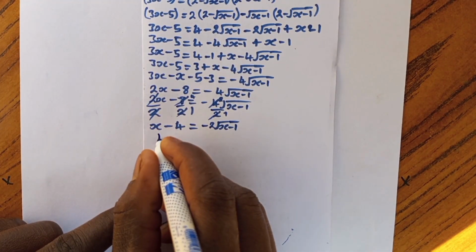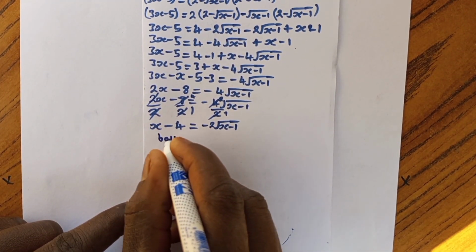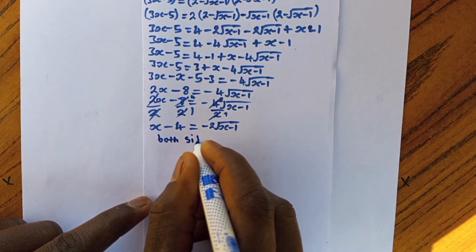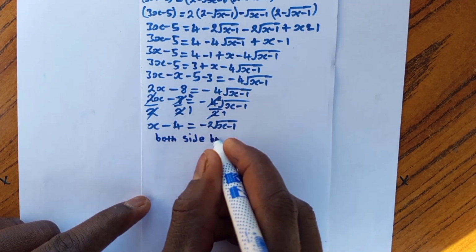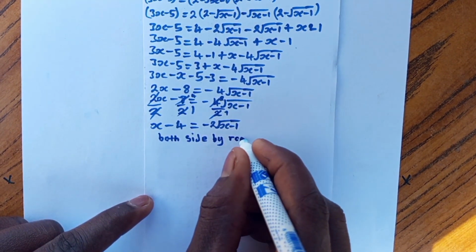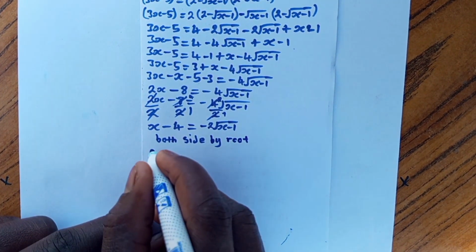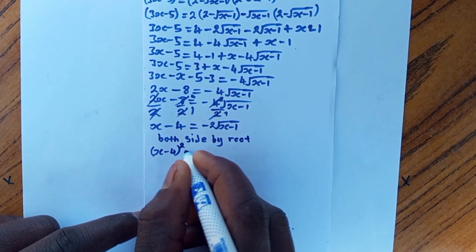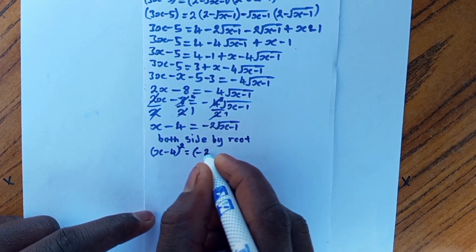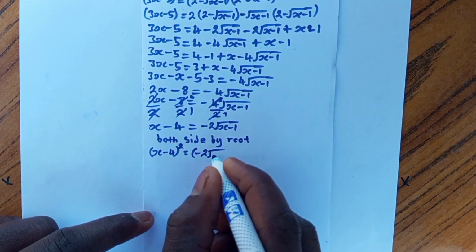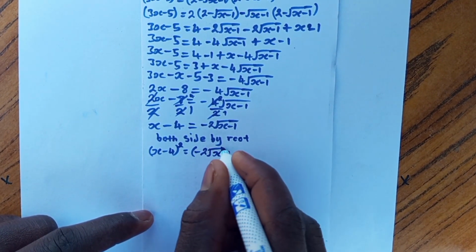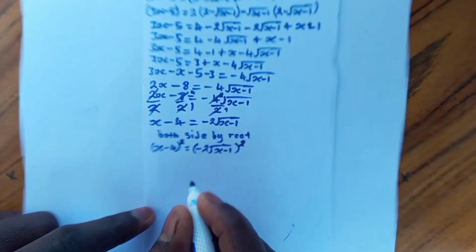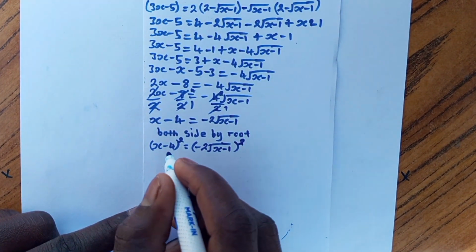You square both sides, meaning you square x minus 4 root equals to minus 2 times x minus 1 all root. So we are going to open this bracket.